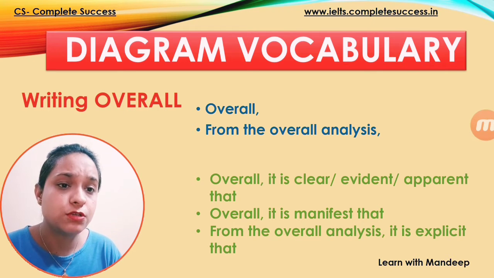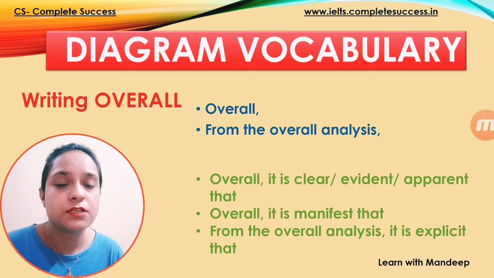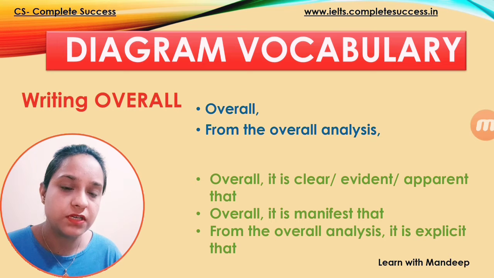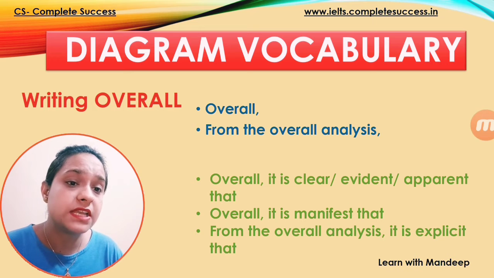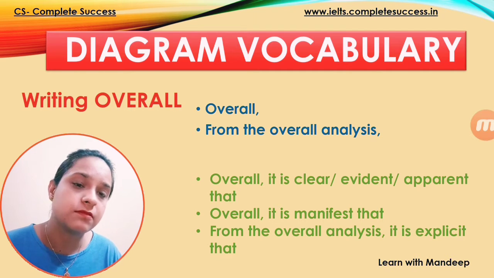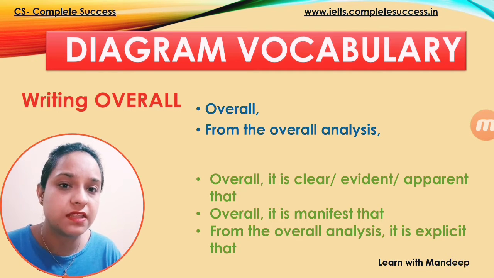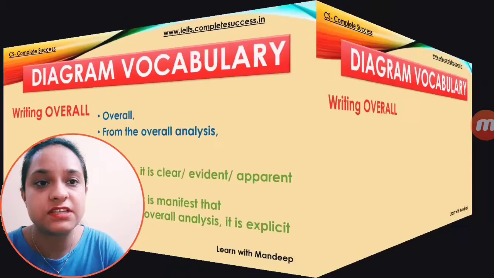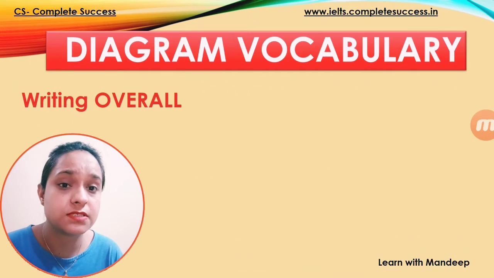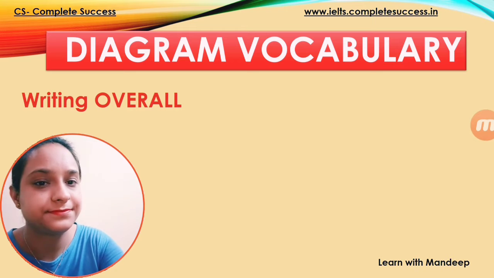It is better not to use that because it is really old-fashioned vocabulary. So try to use it differently, like overall it is manifest that, means it is clear that. From the overall analysis it is explicit that. Obviously explicit means it is clear that. So these two sentence formations are really good as they are really less used by students, and if you use less common vocabulary, obviously you will get good bands.